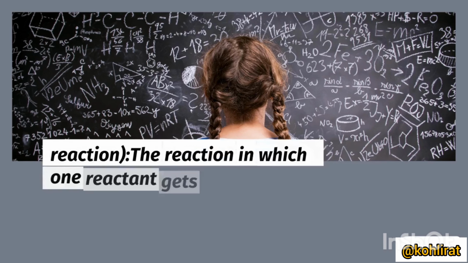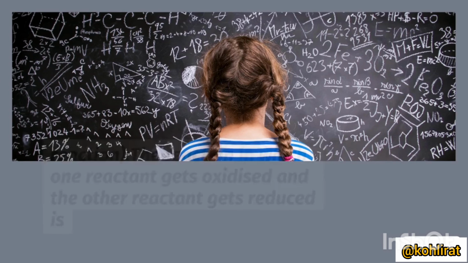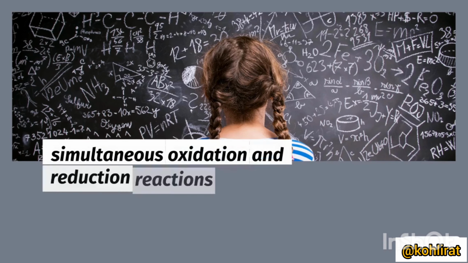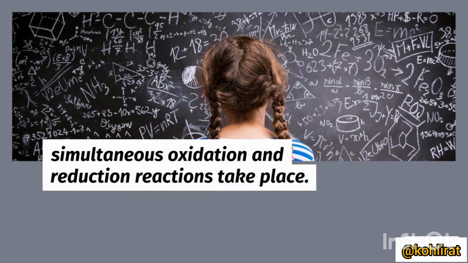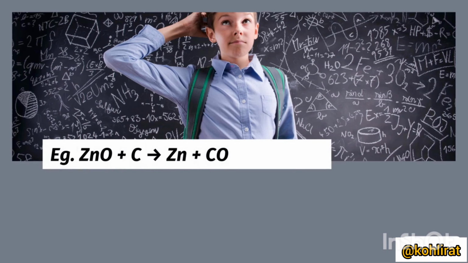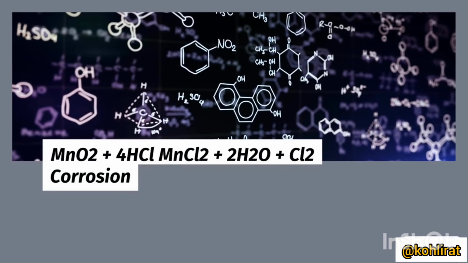Oxidation reduction reaction, or redox reaction. The reaction in which one reactant gets oxidized and the other reactant gets reduced is called an oxidation reduction reaction or redox reaction. In this reaction, simultaneous oxidation and reduction reactions take place. For example, ZnO + C → Zn + CO. MnO2 + 4HCl → MnCl2 + 2H2O + Cl2.